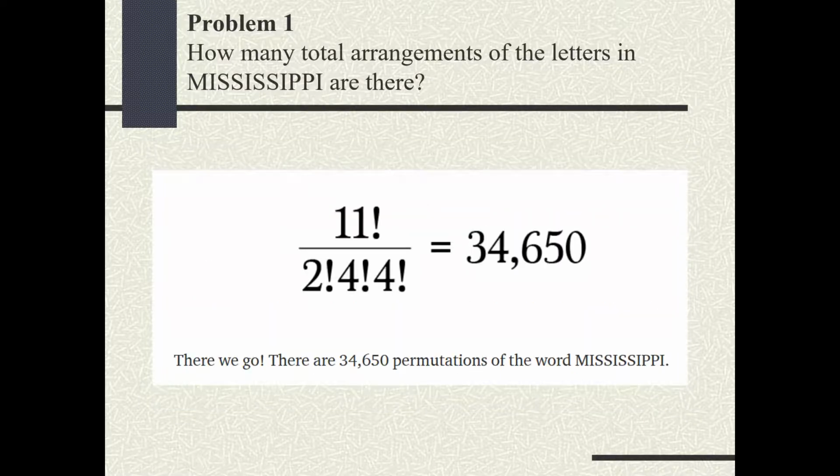So how to do that? You see, this is an 11 letter word in which I is repeated. You can see 1, 2, 3, 4. So I is repeated 4 times, S is repeated 4 times and P is repeated 2 times. So I am going to deflate the total 11 factorial by these repetitions, 2 factorial, 4 factorial and 4 factorial. So these are 34,650 different ways in which we can arrange the letters of the original word Mississippi.